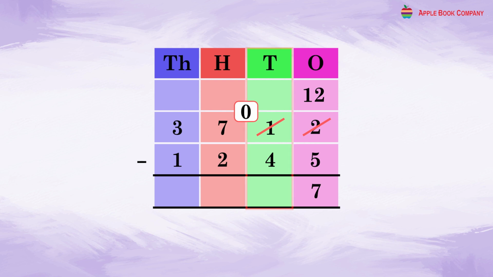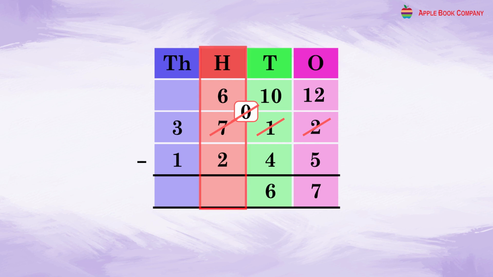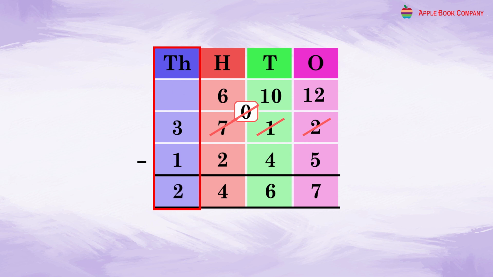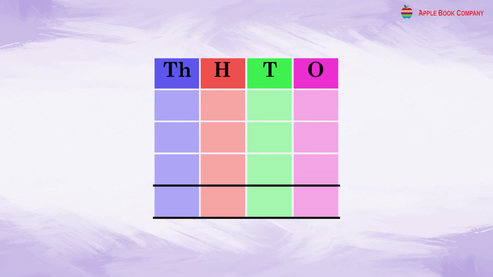In the tens place, it is 0 minus 4. Since 0 is less than 4, let's borrow from the hundreds place. From 7, if you borrow 1, it becomes 6 and adding 1 to 0 becomes 10. 10 minus 4 is 6. Now in the hundreds place we have 6. 6 minus 2 is 4. On the thousands, 3 minus 1 is 2. So the total we have is 2,467 balloons left. Similarly, let's do another example.